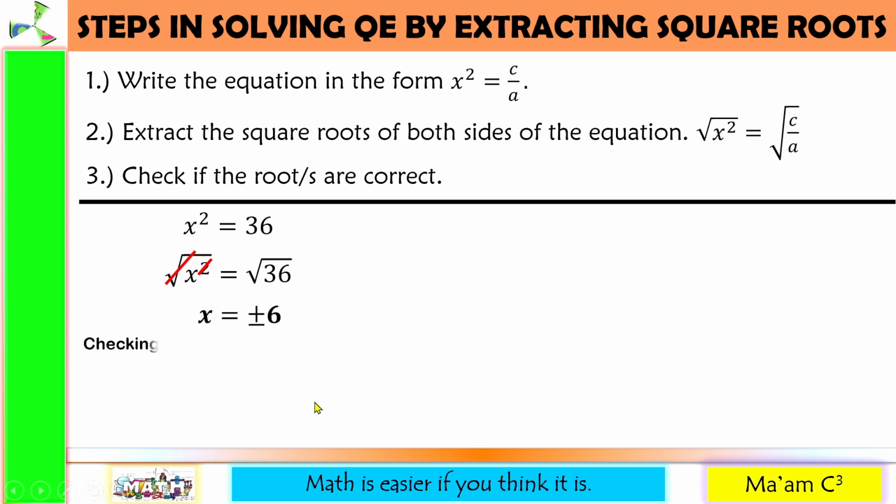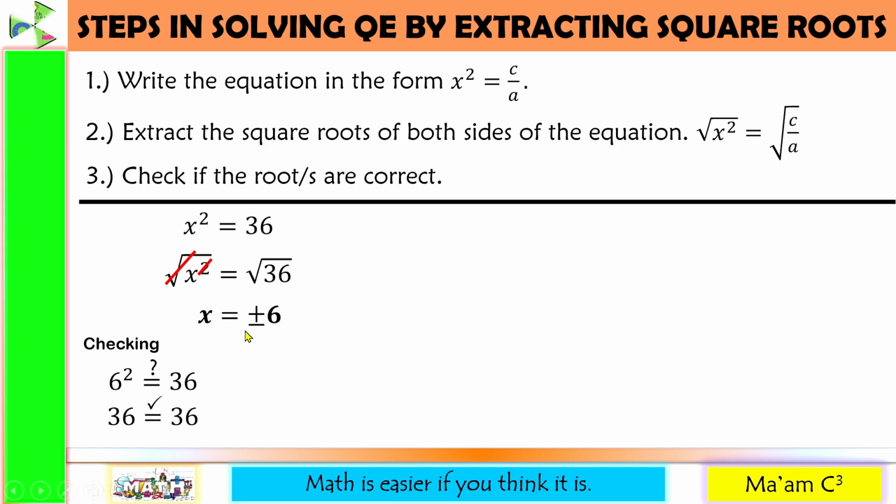Let us check our answers. To do that, let us substitute first positive 6 in our original equation. So this will become 6 squared is equal to 36. Are they equal? 6 squared is 36, and so they are equal.